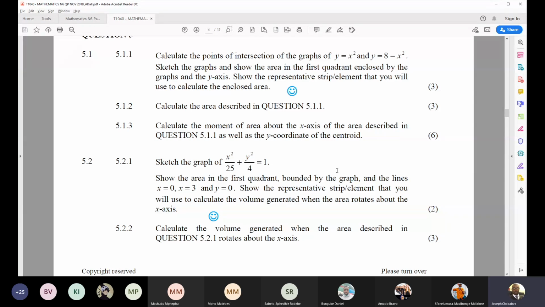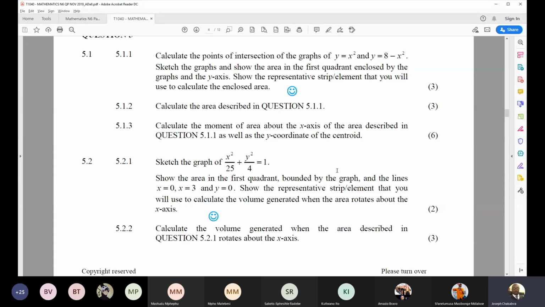Now I can even tell you the 6 marks on this question 5.1.1. Where do they give you the 6 marks? They'll give you 2 marks for calculating points of intersection. They'll give you 2 marks for the graphs, 1 mark for each graph. Then they'll give you 1 mark to show the representative strip and 1 mark to show the enclosed area.